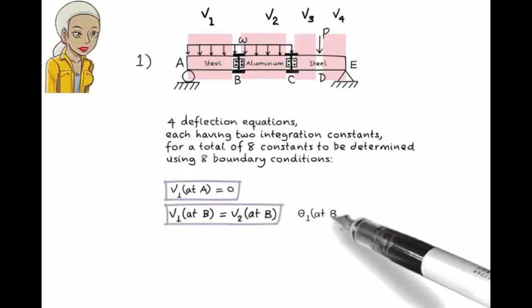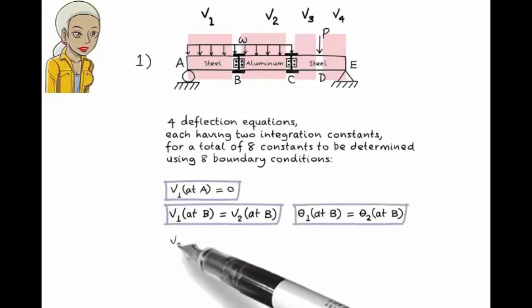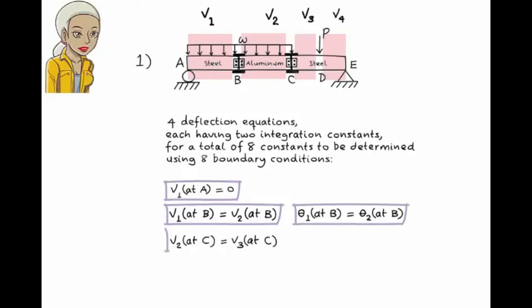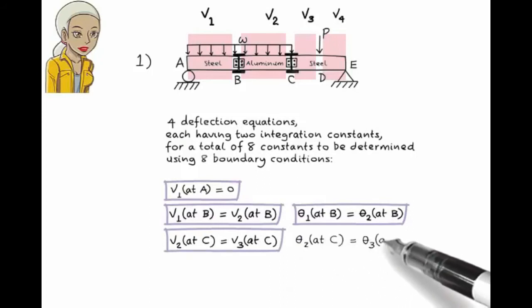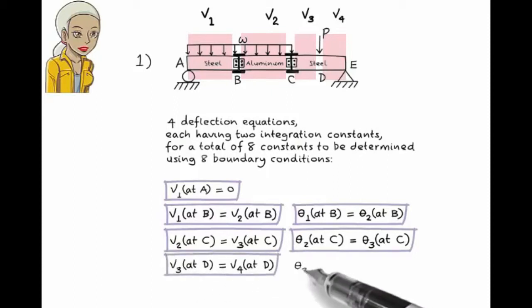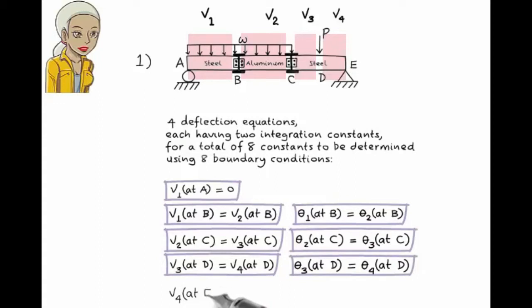Slope at B must also be continuous. Deflection at C, where the aluminum and steel segments meet, must be continuous. Slope at C must also be continuous. Deflection at D, where the concentrated load is applied, must be continuous. Slope at D must also be continuous. Deflection at the pin support must be 0.